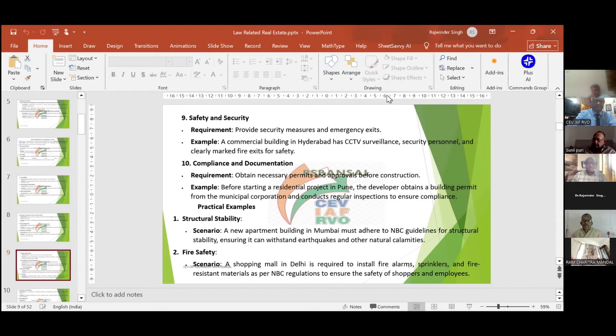So next, fire safety. Let us suppose, for example, a shopping mall in Delhi is required to install alarms, sprinklers, and fire resistant materials as per National Building Code regulations for the safety of shoppers and employees.